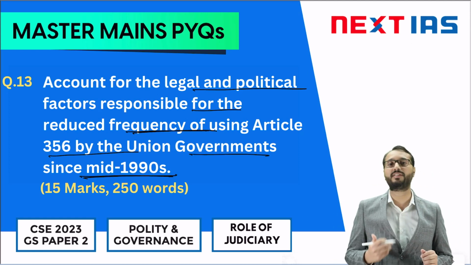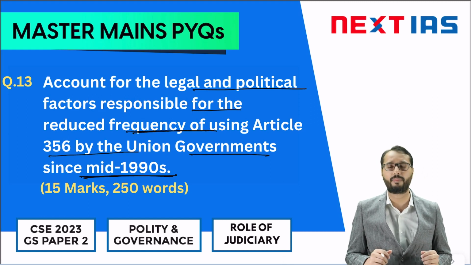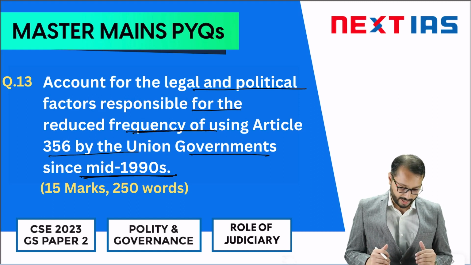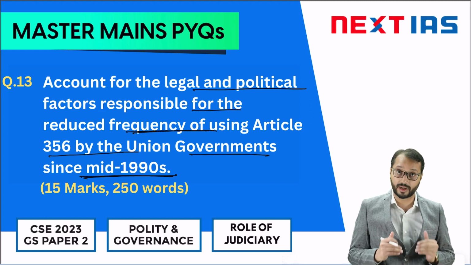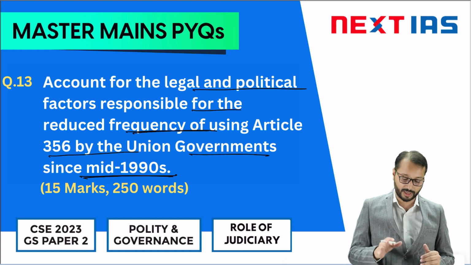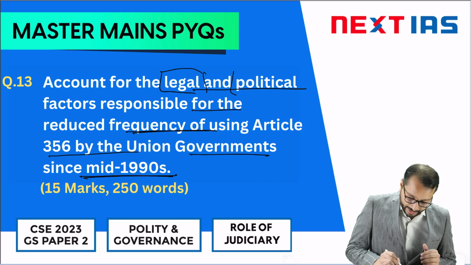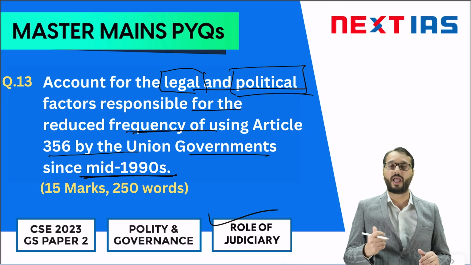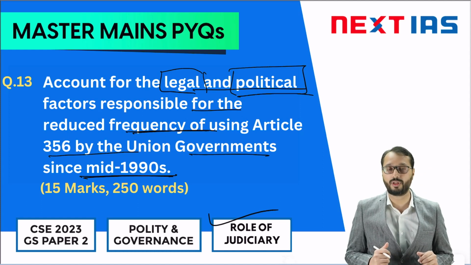So again, 356 has been in news recently. It has been applied in some of the states such as Uttarakhand, Arunachal, right? And if you look at this question from the perspective of landmark judgments also, this question has two components. It has the legal and the political factors. So it comes under the role of judiciary and also the center state relations, and that would contribute to the political factors.